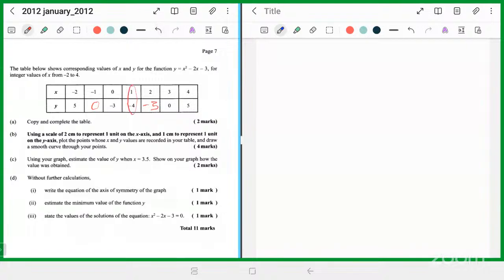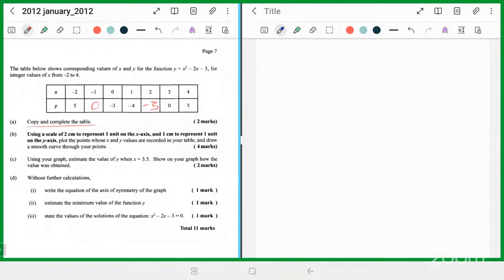That might be the axis of symmetry. So the 1, -4 should be a minimum point, but we can still test it, right? The line of symmetry is right here, and the values are symmetrical on either side of that line. So the line of symmetry is where x equals 1.